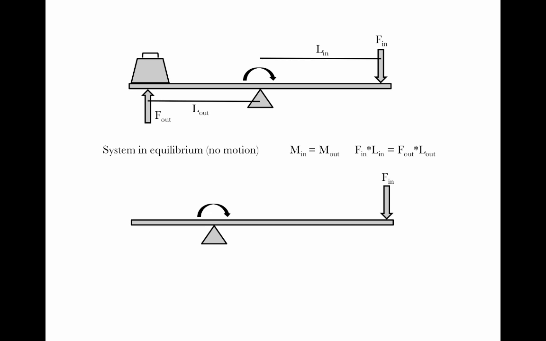Now let's move our fulcrum and make it so that our input lever and our output lever are not equal lengths. In the situation where they were equal lengths, the input force is going to be able to balance an output force of exactly equal magnitude. If L in equals L out, then force in has to equal force out.